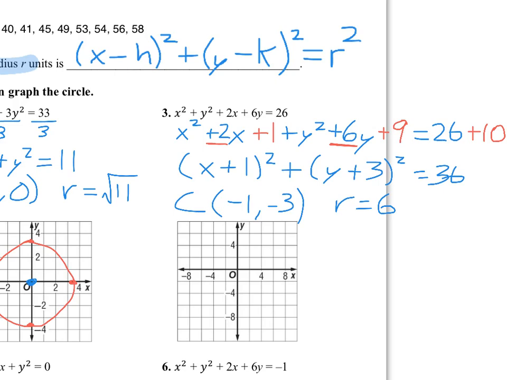Okay, this graph counts by 2s, so be careful there. Negative 1, negative 3 is around here. And we have to go 6 in every direction. So if I go up 6 from there, that would take me to positive 3. If I go down 6, that would take me to negative 9 on the y. If we go 6 to the left, that would take us to negative 7 on the x. And 6 to the right would take us to positive 5.